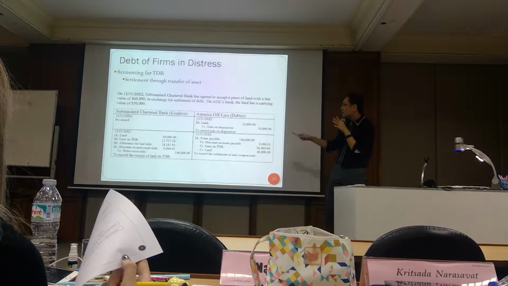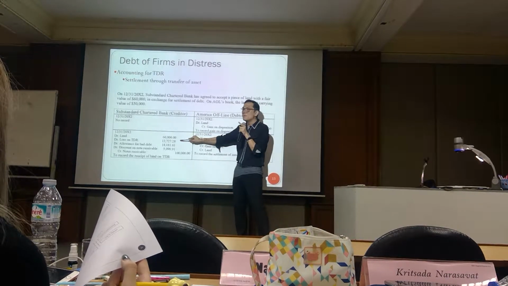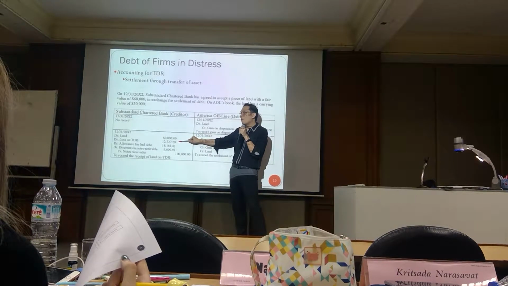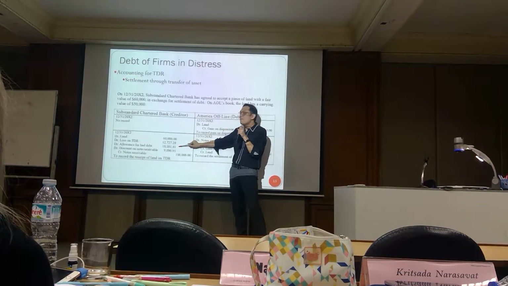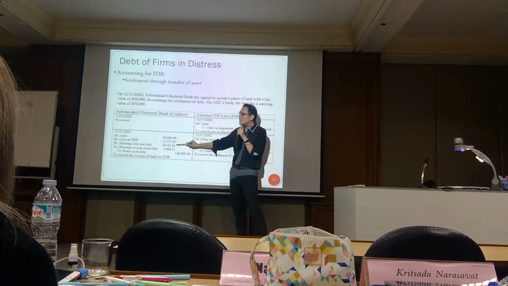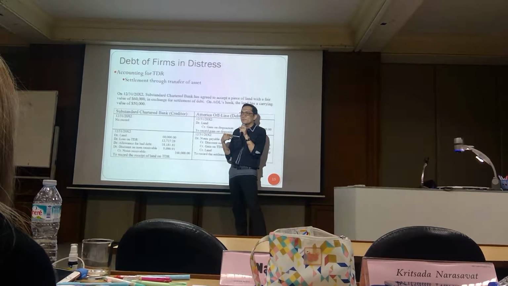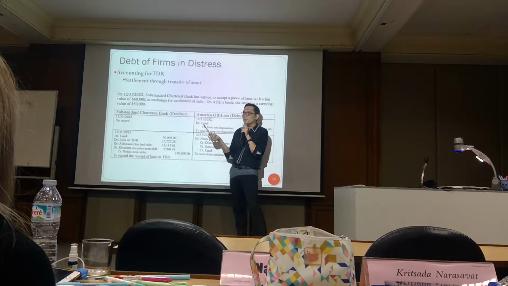Alright? This one got a gain of 30. This one has lost this period only 12. What happened to the other 18? We already set it up as allowance for doubtful accounts. So it means this loss has been recognized in prior periods, in year 1, in year 2.